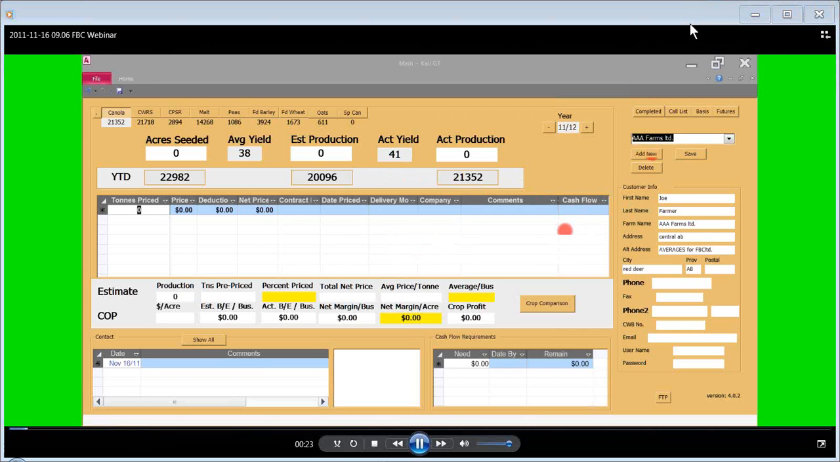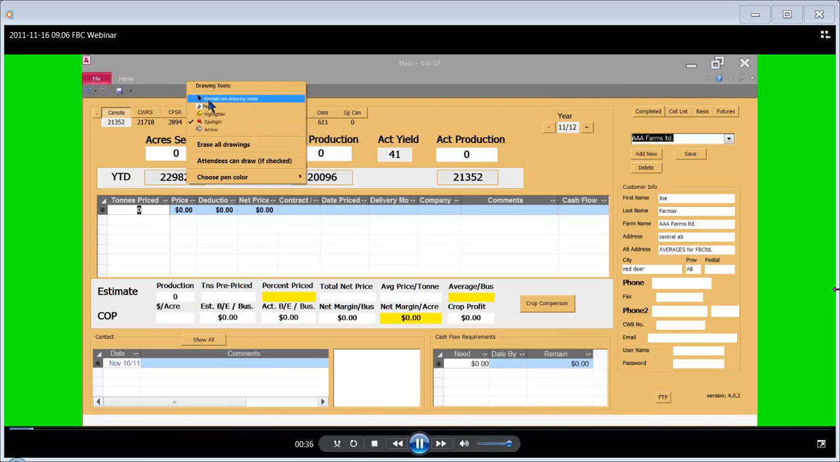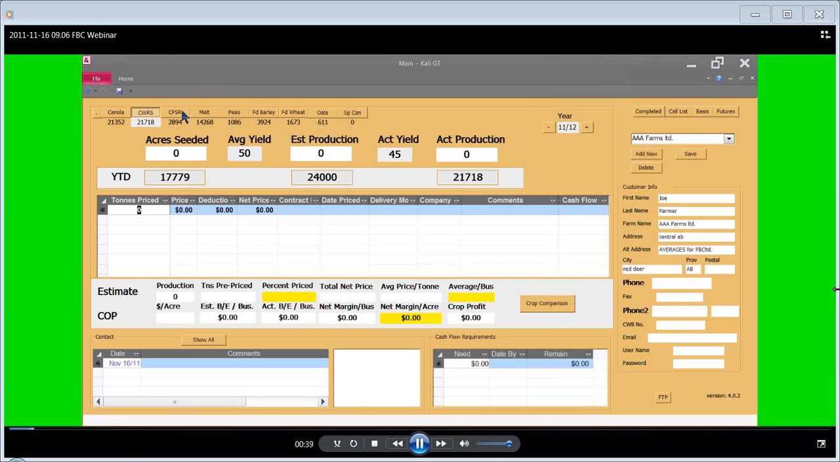This is the database. This is a fictitious name, AAA Farms. Basically we have our acres seeded, what we estimate in the winter for a yield, and what we actually produce. And up here are the buttons for wheats, canolas, malt, feed barley, peas, whatever we produce. That's where I'm getting the numbers from today: these are my group's numbers.